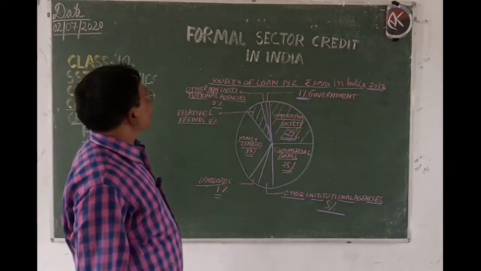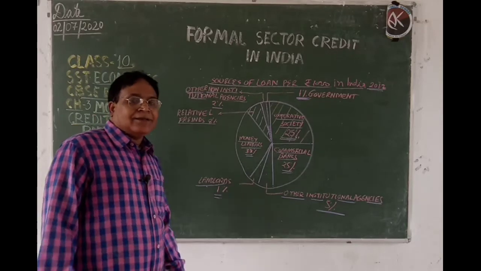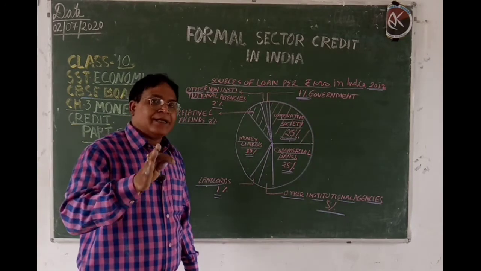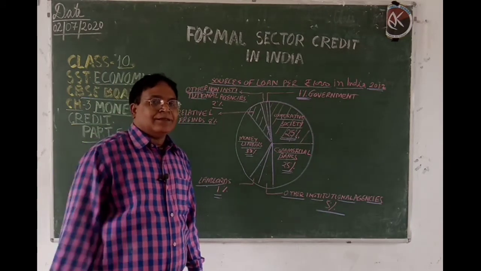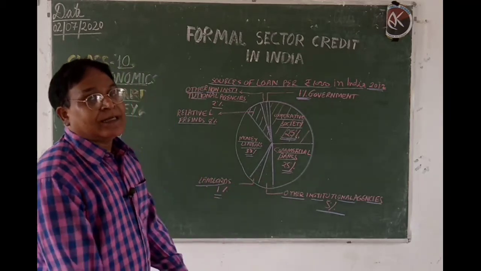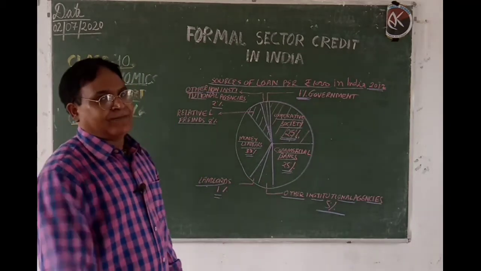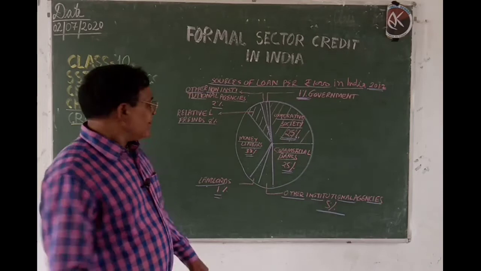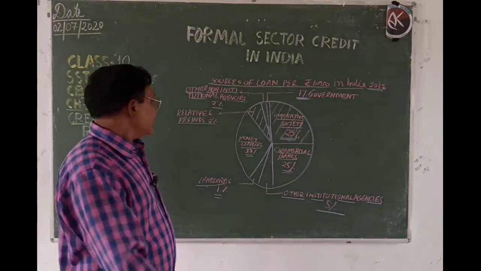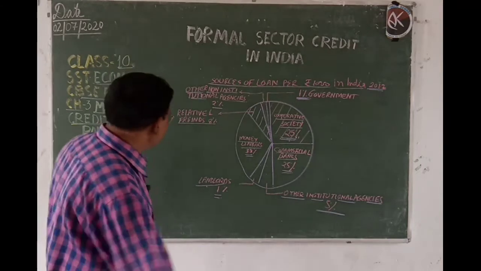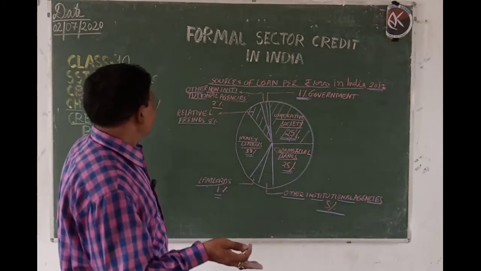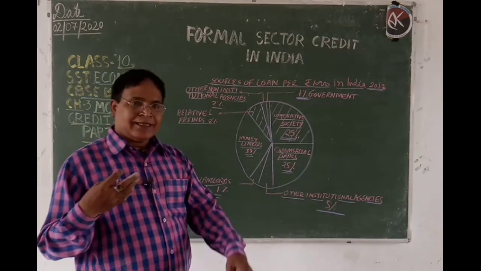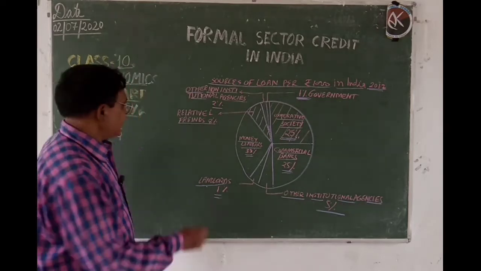This type of sectors, they are divided in our society, and because of illiteracy and unawareness, people could not understand the difference between formal sector of credit and informal sector of credit, and they were trapped by money lenders, and they started taking credits from money lenders, relatives, friends, other non-institutional agencies, landlords, and other institutional agencies. All these provided them credit at high interest.